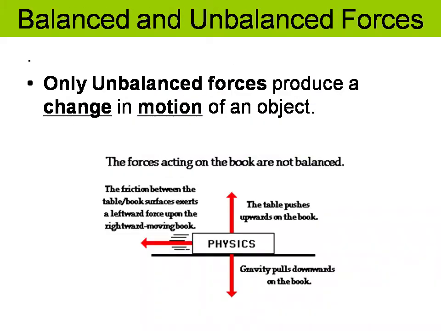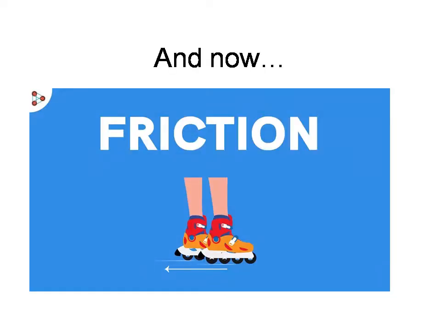Only an unbalanced force can cause the change in motion of an object. If all the forces are balanced, it will either not move at all or it will continue moving at whatever speed it was moving at before, but there will be no change. And now, one of the forces that makes something unbalanced, friction.